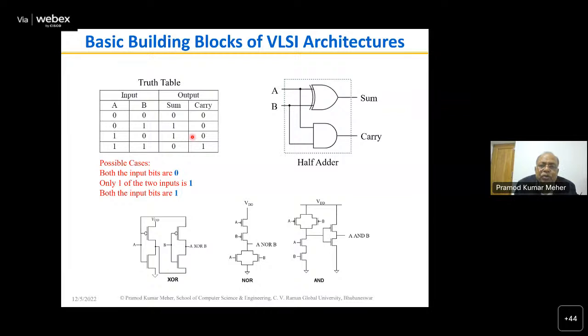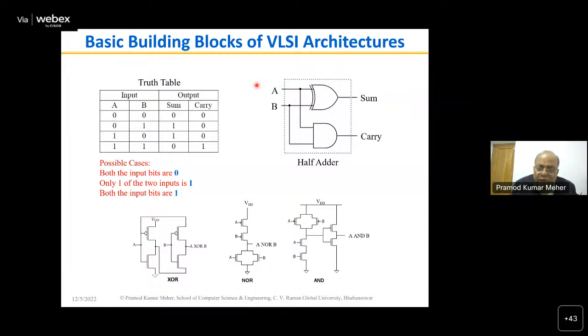A half adder is used to add 2 bits. Suppose A is a bit. Bit, you know, everybody, binary digit. That can be 1 or that can be 0. So A is a bit, which can be 1 or 0. B is a bit, which can be 1 or 0. You want to add. So what are the possible cases?